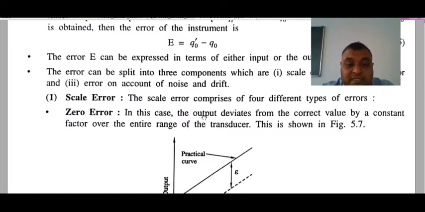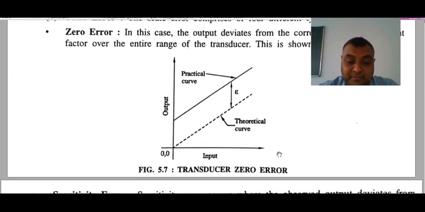So in zero error, what happens is that the output deviates a bit from the correct value. Whatever the correct value should be, a slightly different value comes. Okay, in zero error measurement. So this is the graph given for the transducer zero error. At the horizontal side the input is given over here, that is, the output is given on the x-axis, and the y-axis gives the input.